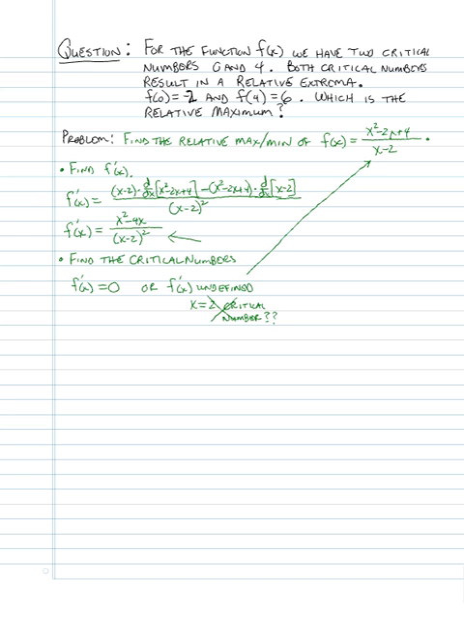Okay, so we turn our attention then to looking at where the derivative, which is x squared minus 4x over x minus 2, the quantity squared, is equal to 0.